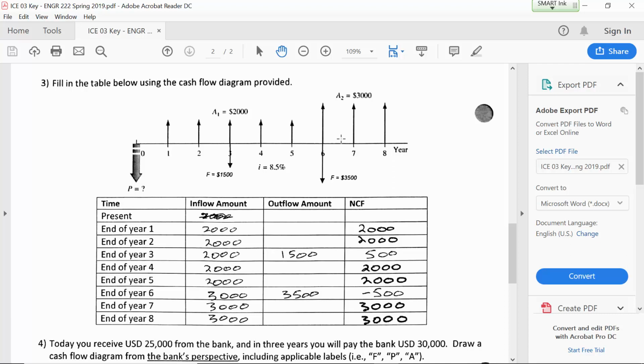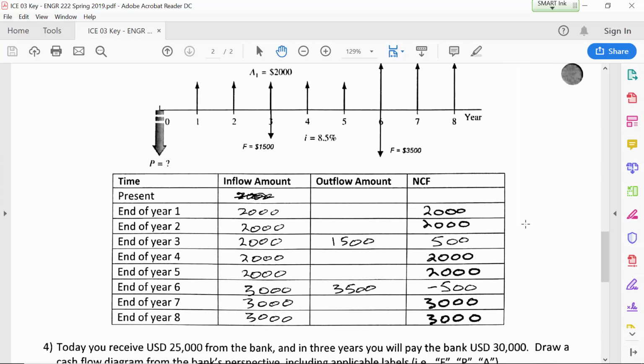Okay, the solution to question 3 is up on the screen there. I almost fell into my own trap. That first row represents the present, and we don't have any amount already in the present, and so we can't write any inflow amount or outflow amount.